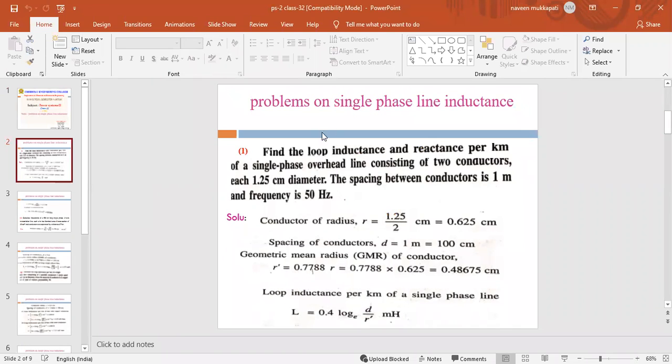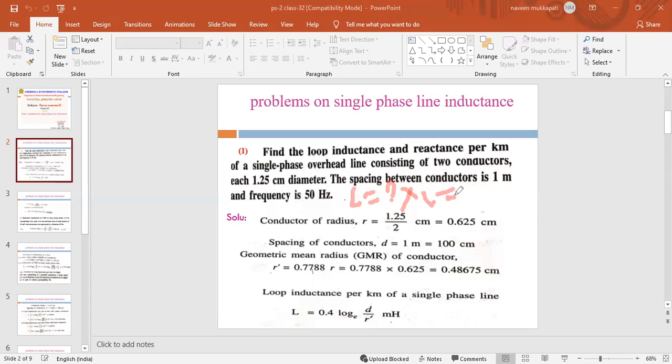First, find out the loop inductance, that means L. We find out the loop inductance L, and also the reactance per kilometer, that is the XL. First of all, we find out the loop inductance L, and also we determine the XL.